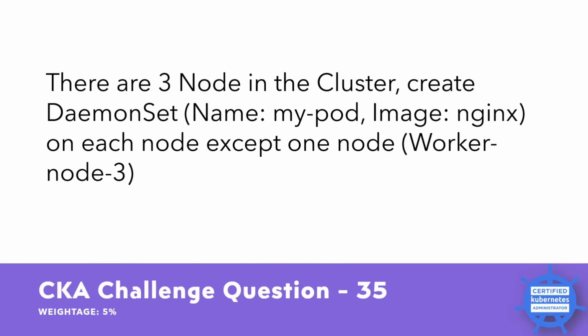CK Challenge Question 35. This question has the weightage of 5%. There are 3 nodes in the cluster. Create a daemon set, name mypod, image nginx, on each node except one node, worker node 3.